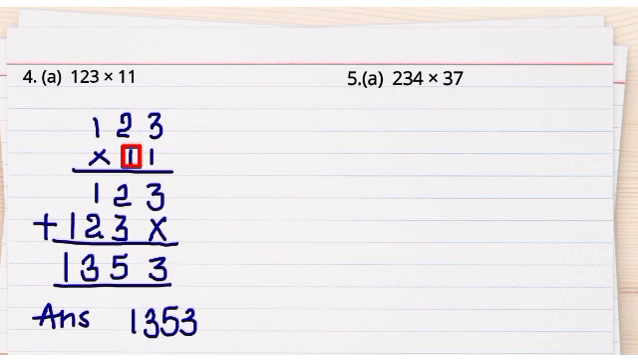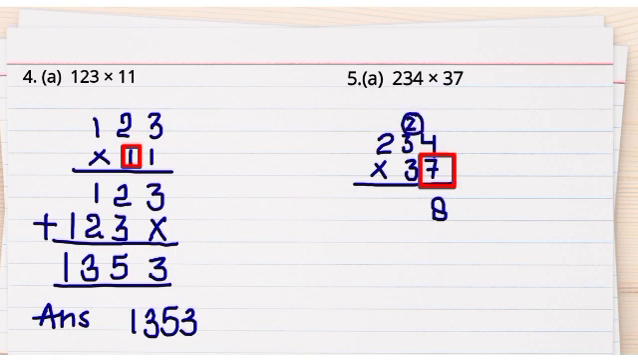You want to multiply 234 by 37. So in the multiplier, the digit at ones place is 7. So you will multiply by 7. 7 4s are 28. 2 will be carry forward. Right? 7 3s are 21 plus this 2, 23.